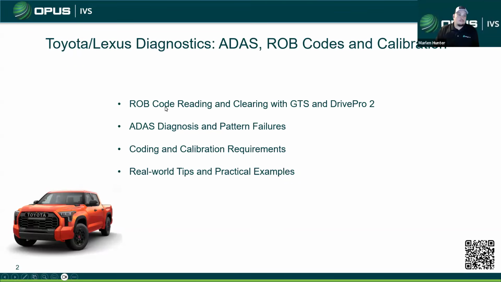So what are we going over? ROV codes, record of behavior, also known as vehicle control history. They're important. You're going to hear us mention those a lot throughout this webinar because they are essentially how you diagnose most of the ADAS system. We're going to look at some pattern failures, coding and calibration requirements, and a couple of real-world tips and practical examples.